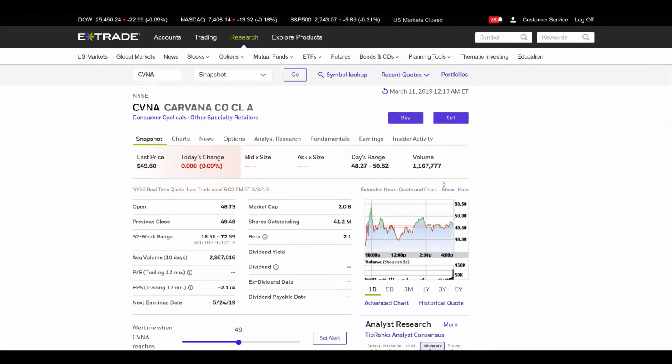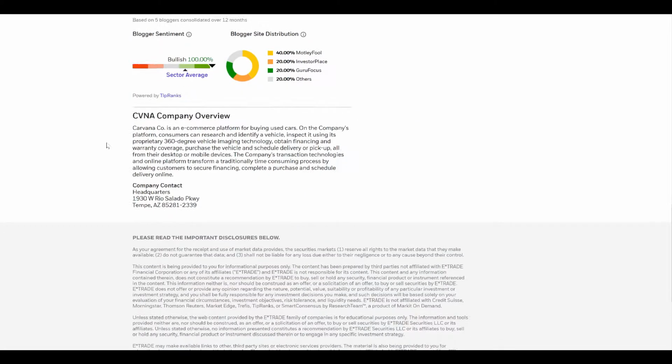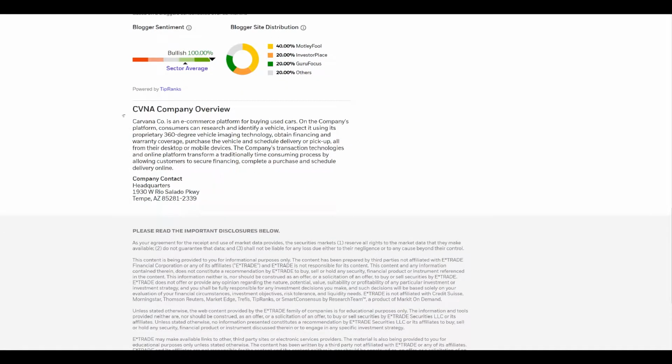All right, guys. So today we're going to be taking a look at CVNA, Carvana, and what they do is they sell used cars. But I'm going to get a little bit more specific on that, give you the exact company overview here at the bottom. Carvana is an e-commerce platform for buying used cars. On the company's platform, consumers can research and identify a vehicle, inspect it using its proprietary 360-degree vehicle imaging technology, obtain financing and warranty coverage, purchase the vehicle, and schedule delivery or pickup all from their desktop or mobile devices.